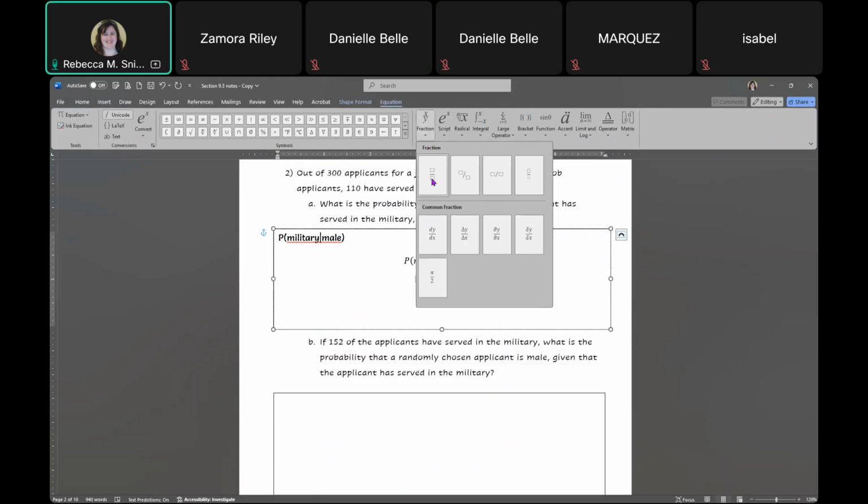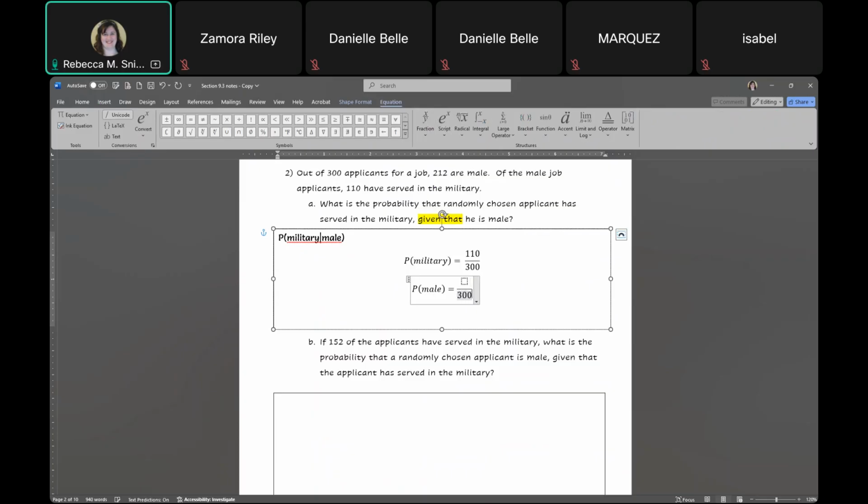Again, we are talking about a fraction, and just like before, my total is still 300. But of the information given, the only other number I have is that 212 were male. So 212 is what we've got. Now we have to set this up in your conditional probability. So my conditional probability simply says that we have to do the probability of my military over the probability of my male. Okay.